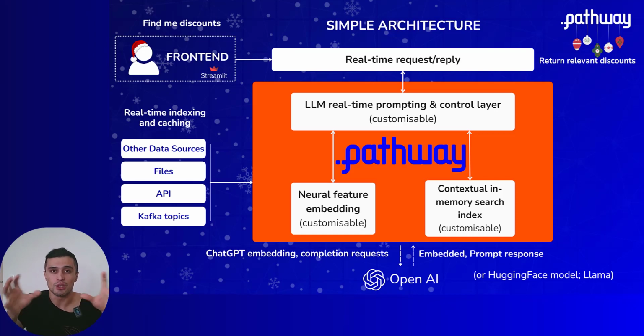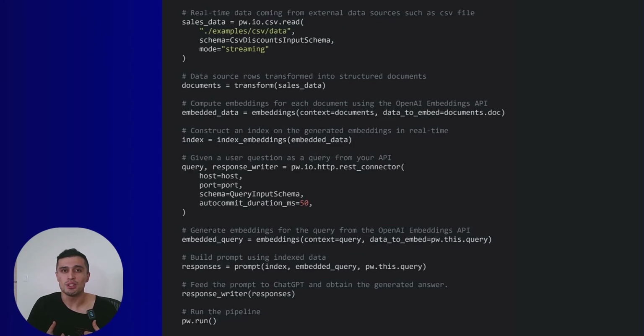And as you can see, this orange box inside is Pathway, where there are some components, and each component can be customized depending on your requirements. For example, you can use natural language features or machine learning features, or maybe an in-memory search index can be achieved inside this model. Of course, on top of that you get a real-time prompting and control layer which responds in real time to requests and replies. And of course, we can use multiple LLMs, not only OpenAI, maybe Hugging Face or other LLM models, to combine multiple responses.